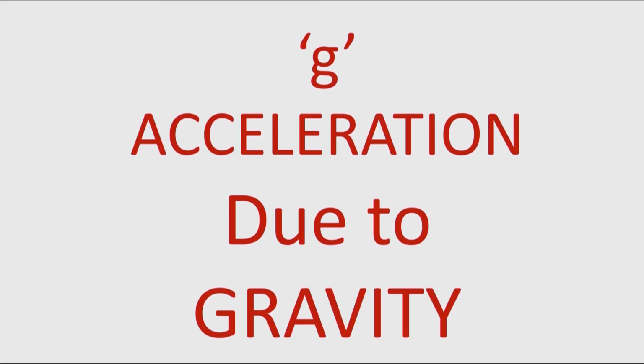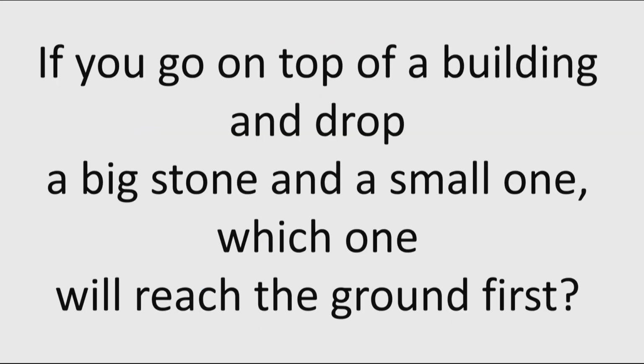Now, there is another acceleration. We just symbol it G, and this is the acceleration due to gravity. Now, I put a question to you. If you go on top of a building and drop a big stone and a small stone, which one will reach the ground first? You go on top of a tall building, you take a big stone and a small stone and you drop them together. Which one will reach the ground first?